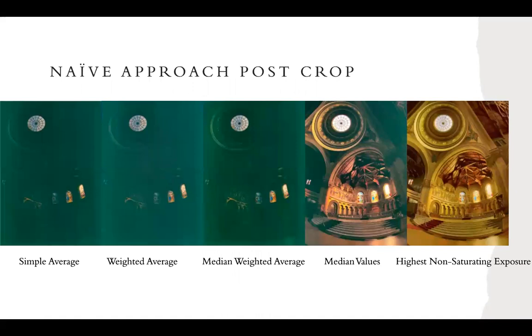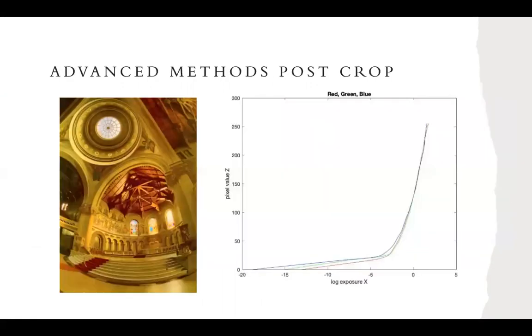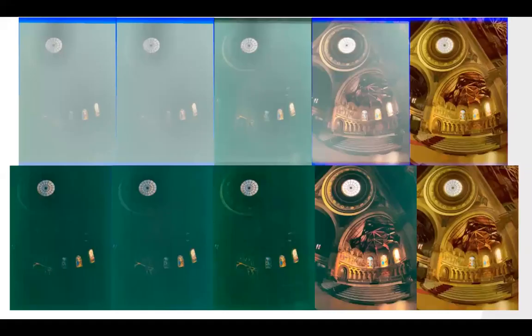Here's the naive approach post-crop. As you can see, much better results, less grainy, more details in the shadows. There's the advanced method, a lot sharper photo overall. And if you'll notice on the right, the response function, that blue has a lot less variance towards the top of the graph. And then here we can see a direct comparison between the two, just to highlight the differences and how helpful that crop really was.